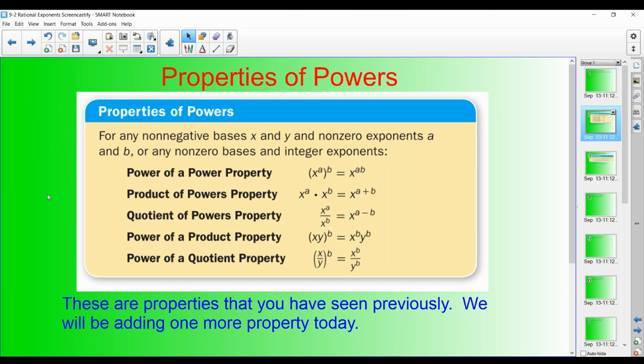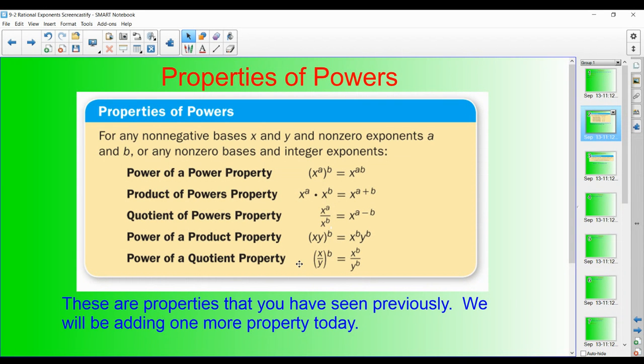Now some other properties. We just talked about power of a power property and product of powers property. So if I see x squared times x cubed, I can just add those two exponents if I have a power times another power. So if I have multiplication, I have addition. If I have division, I have subtraction. And now power of a product property says if I have multiplication to a power, I can do x to the b exponent and y to the b exponent. And same thing with division.